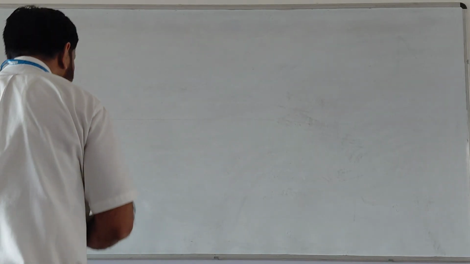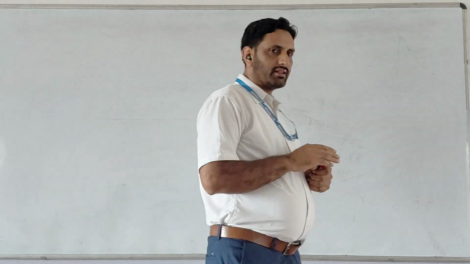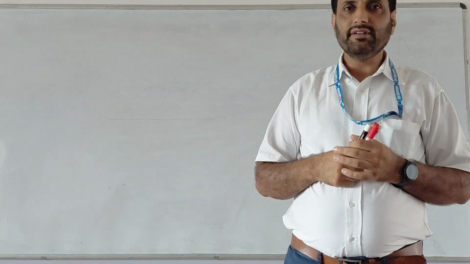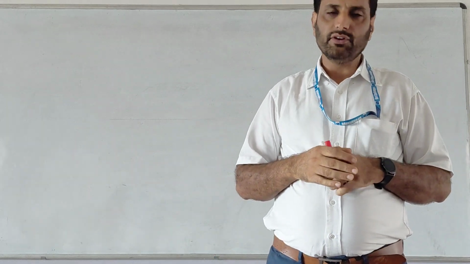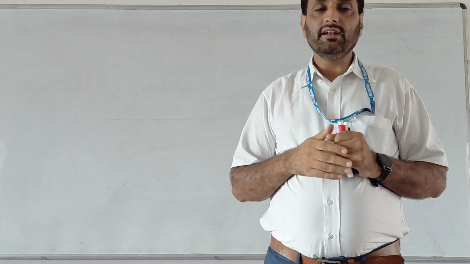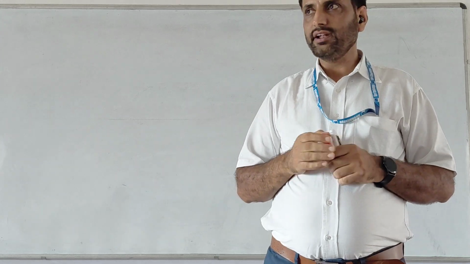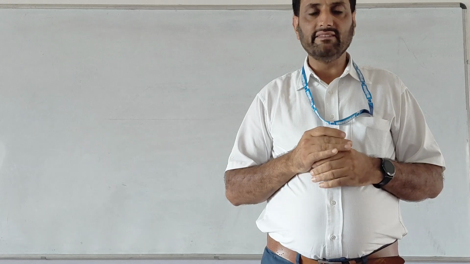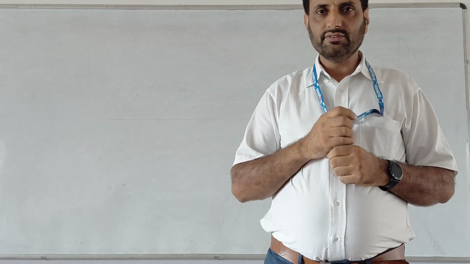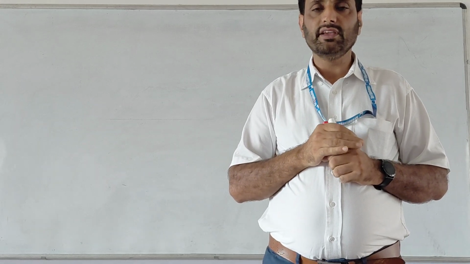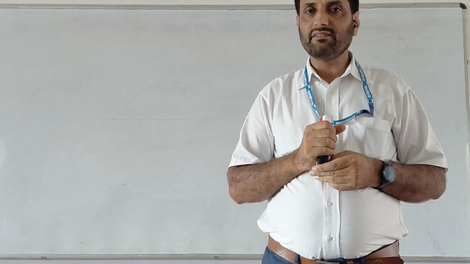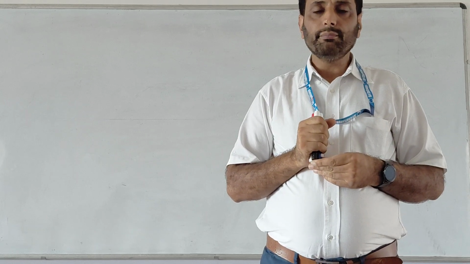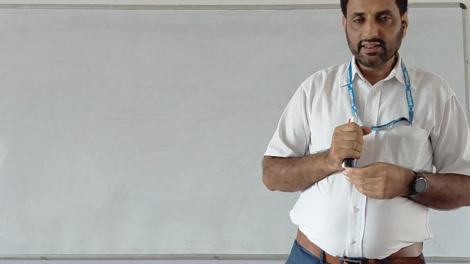Hello, my dear students. Last lecture we discussed the semi-conservative mode of DNA replication, and its experimental proof, which was provided by Meselson and Stahl by using ammonium chloride and the heavy isotope of nitrogen. They proved the semi-conservative mode of DNA replication. This was proposed by Watson and Crick and proved by Meselson and Stahl.